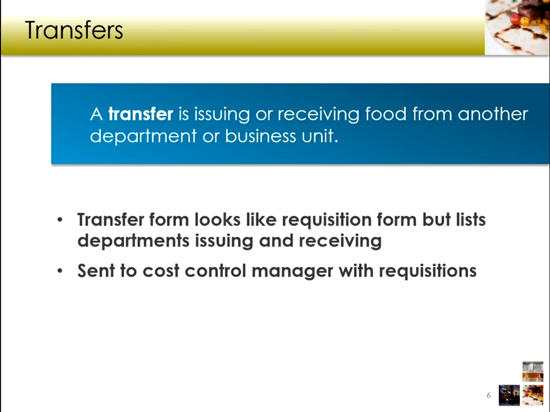You should have some sort of form to track this so that the bar gets their credit for the bottle of whiskey that went to the kitchen and the kitchen gets their credit for the case of lemons that went out to the bar, right? Should include which departments, how much, and then we can send those to the cost control manager or accounting department to make sure that those are applied to the food cost at the end of the month.